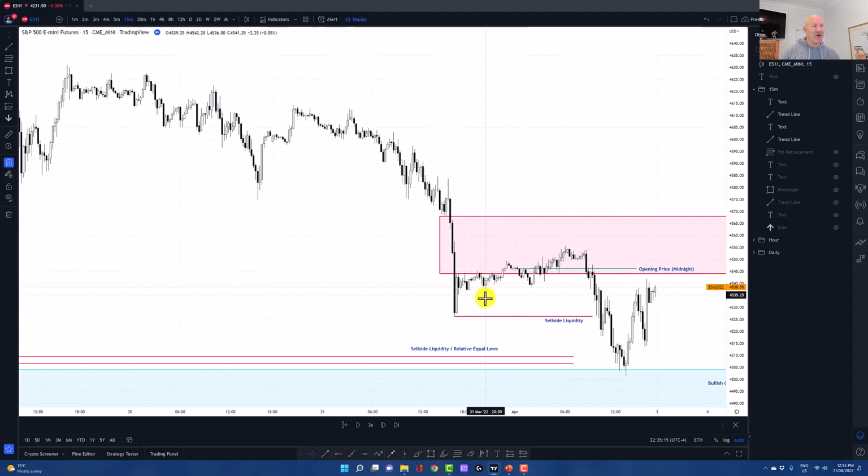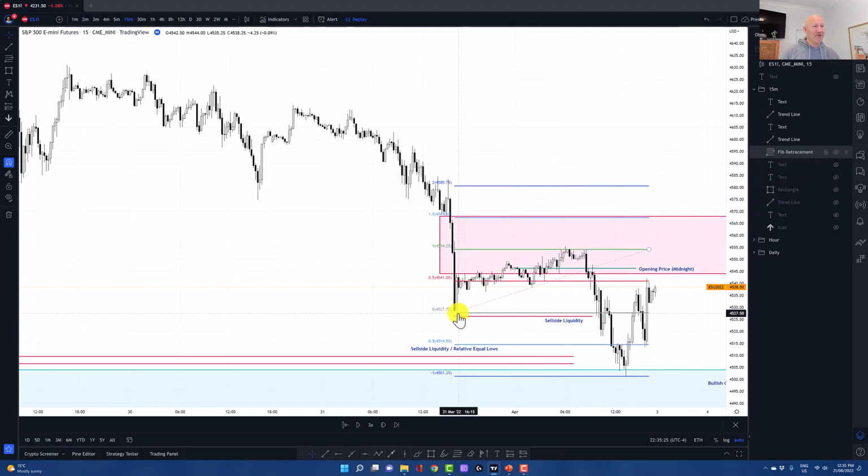Now ICT will put his fib from this point, which is the low of the move, to the high. Now he excludes the wicks and just looks at the body. So if we put that on now, you can see this level here. So this is our midpoint just here, and the bottom and the top of the fib, and you can see they're anchored on the bodies of those candles here. Now this is just another measure to help us start to build confluence, and also to help us build some targeting into our system.